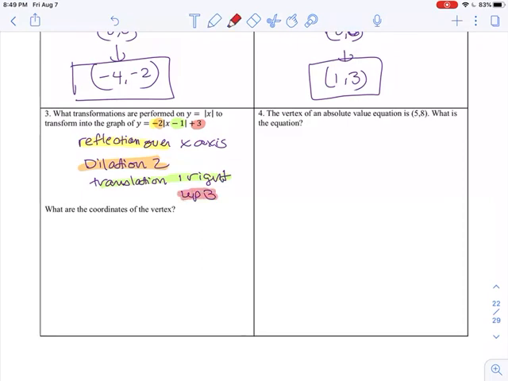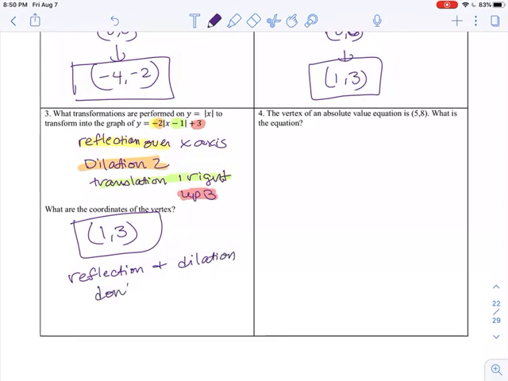What are the coordinates of the vertex? Basically, the reflection and the dilation are not changing my vertex at all. The only thing that's going to change my vertex is that translation. So my final vertex will be 1, 3, because I went 1 to the right and up 3. The reflection and the dilation don't change the vertex. Only the translation does.